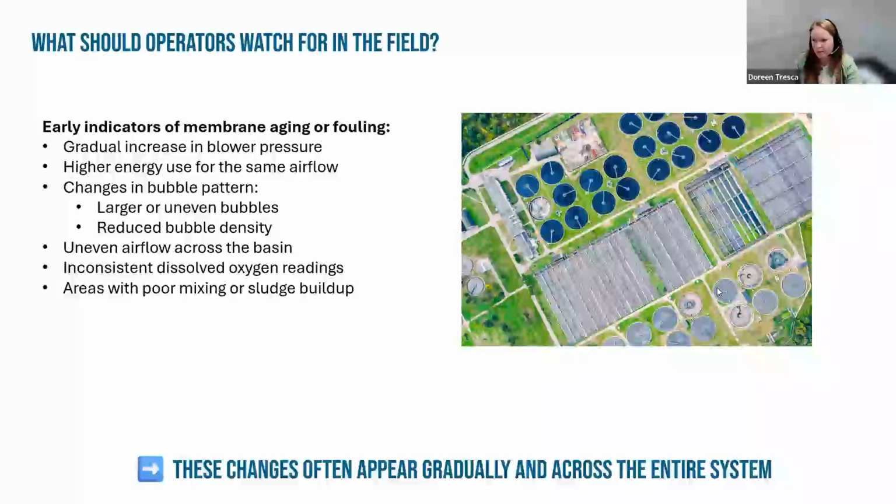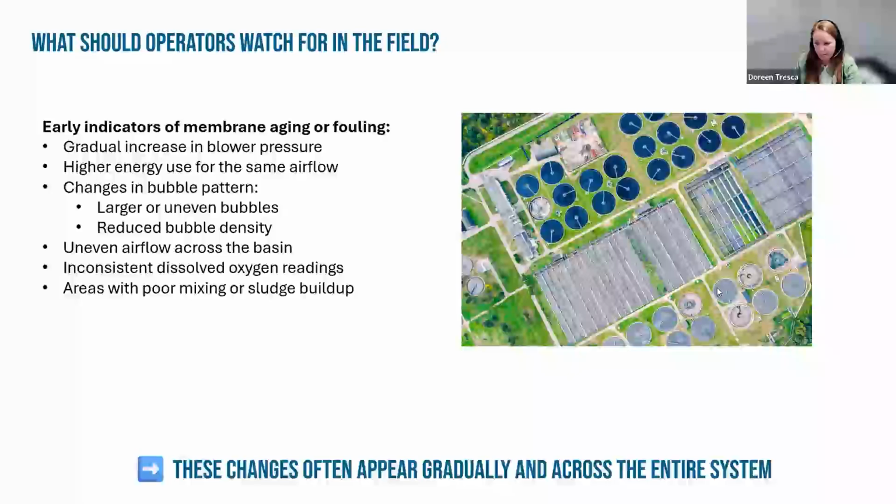Changes in bubble pattern are also another key signal. I showed that photo before with the tube diffusers in operation, but that was what they look like new. As they age over time, you might notice larger bubbles, uneven distribution, or reduced bubble density in certain areas. If you see any of those, that's an indication that your membranes might not be operating as originally intended.